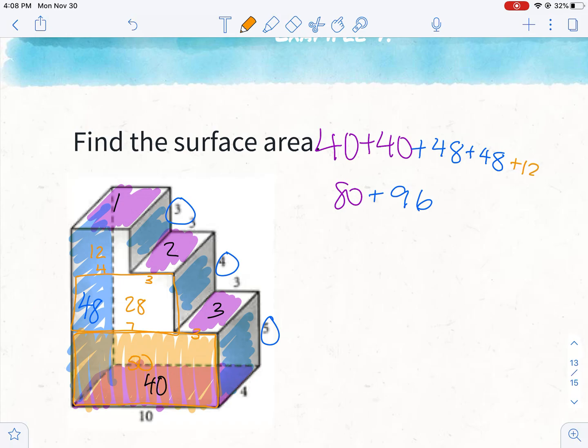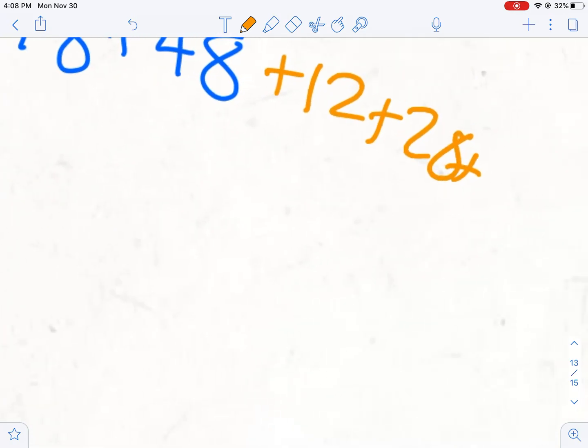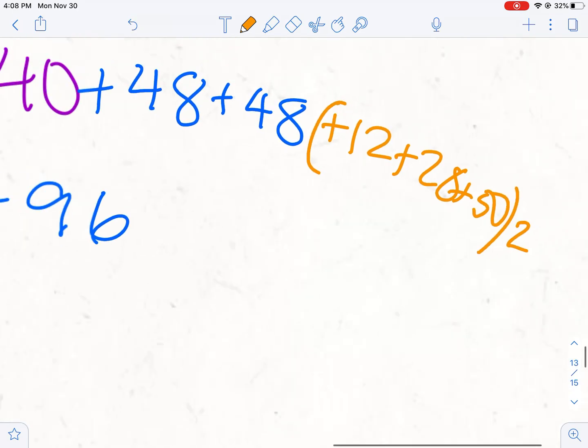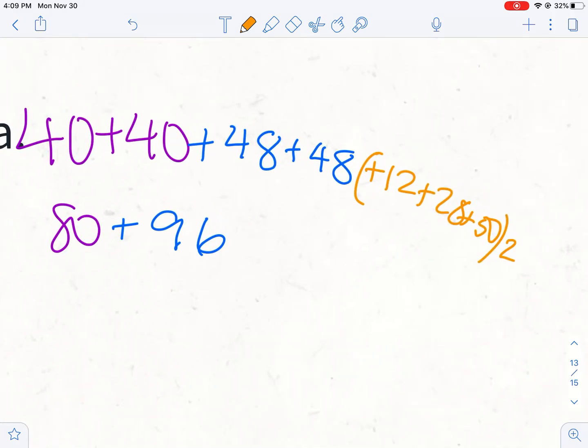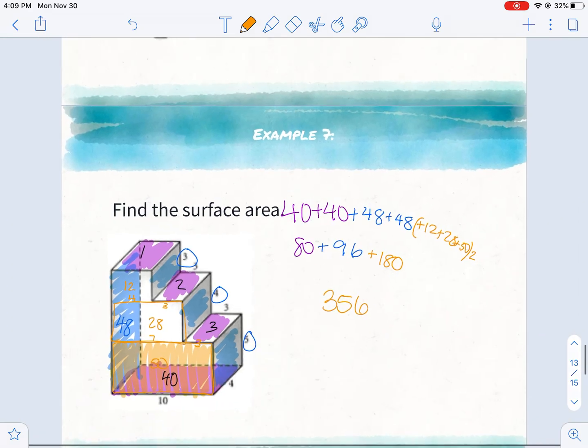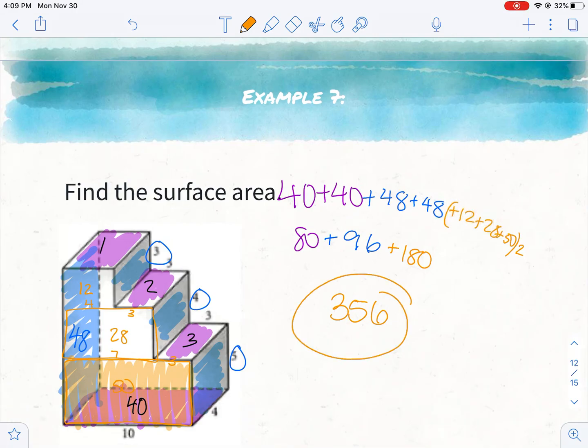12 plus 28 plus 50, and I've got the back as well, so I need to double that. Okay, so 12 plus 28 gets me to 40, plus 50 gets me to 90. When I double it, I'm at 180. I'm going to add all of that up now. 180 plus 80 plus 96, and I get 356 units squared.